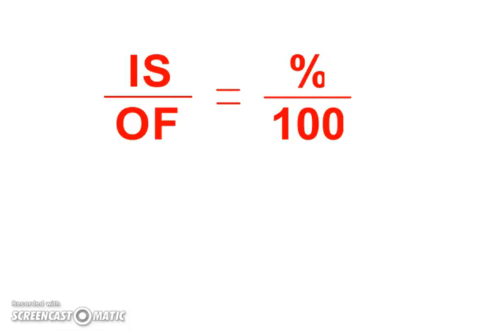You can think of a percent proportion as is over of equals percent over 100. You might have thought of or heard of it as part to whole equals percent over 100. The is is essentially the part, the of is the whole. And you have your percent over 100.